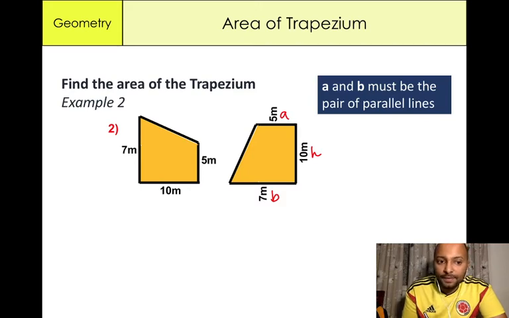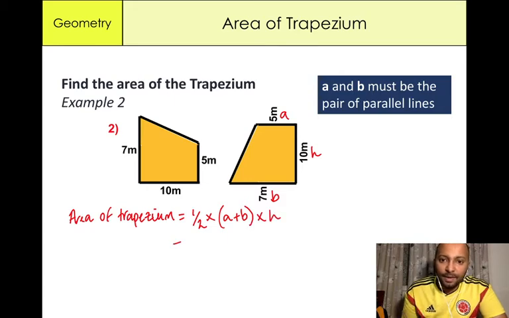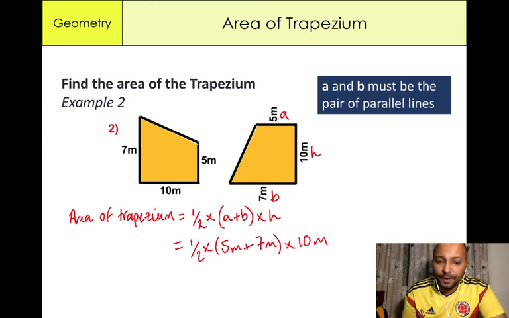So again, what we have is that the area of a trapezium, let me write it out over here, is equal to a half times open brackets A plus B close brackets times it by the height. I have the value of A, I have the value of B, and I have the height. So again, it's a half times 5 meters plus 7 meters, close the brackets, times it by 10 meters. We have a half times 5 plus 7, which will give us 12, times it by 10 meters.